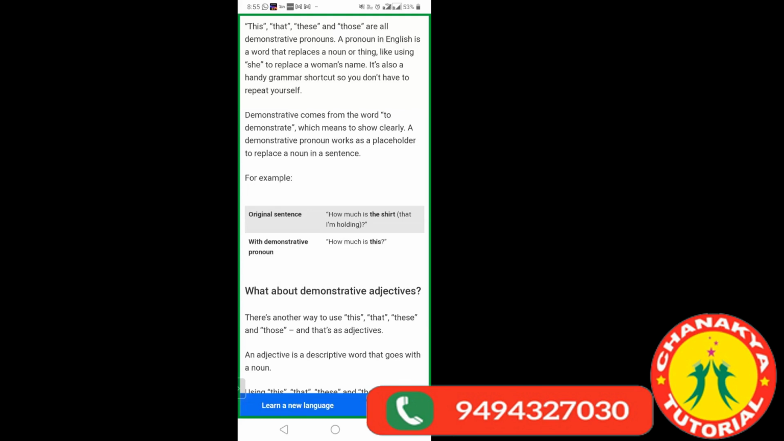So that is giving me an easy way to use it in a sentence instead of telling the name again and again. So there is no much difference between demonstrative pronoun and normal pronoun. Both are the same. Even in demonstrative pronouns, this, that, these all come, right?